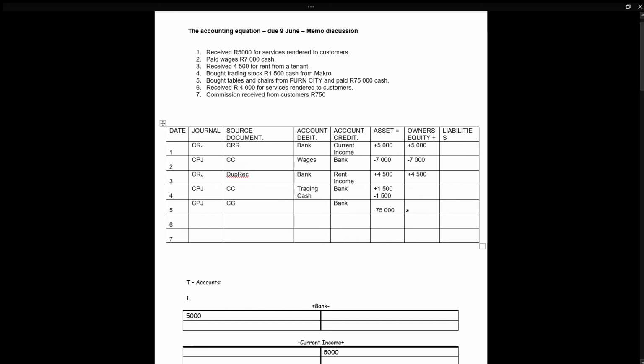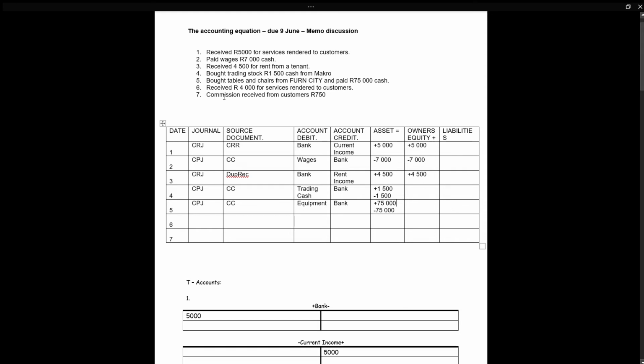Assets will decrease with 75,000 Rand, and equipment, also known as an asset or classified as an asset, will increase in the debit side, and the influence on my accounting equation will look like this. Plus 75,000 Rand minus 75,000 Rand equals 0 plus 0. We have done this one correctly as well.